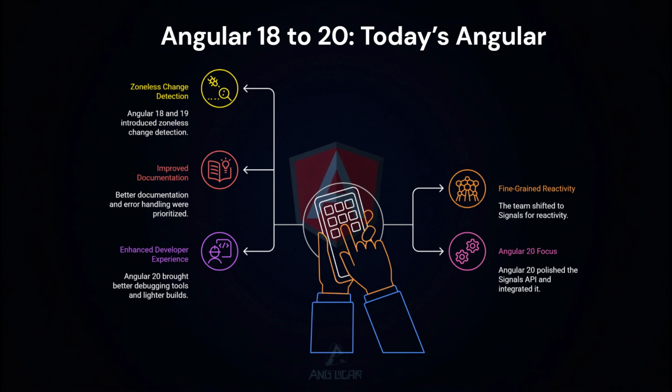And then came Angular 20, the latest and perhaps the most refined version of Angular so far. Angular 20 focused on polishing the Signals API, integrating it deeper into the framework and enabling future-facing tools and optimization. It brought better debugging tools, lighter build outputs, and a smoother developer experience out of the box. So at this point, Angular stands not just as a framework but a complete platform for building scalable, maintainable web applications.